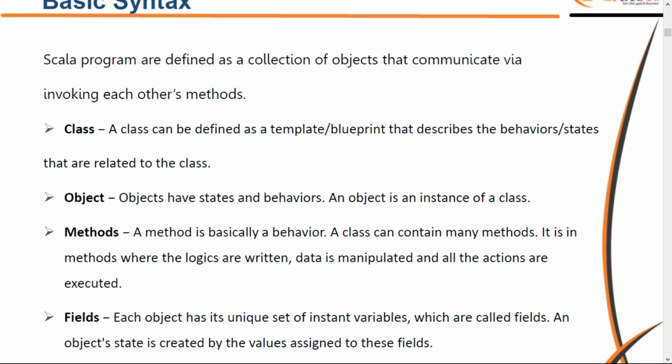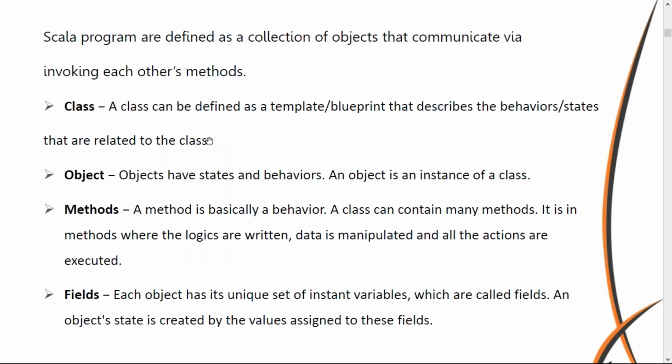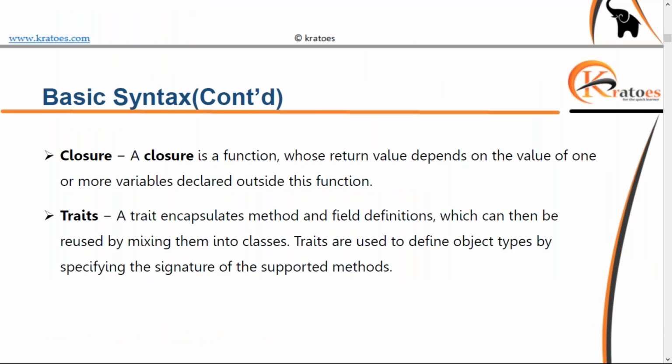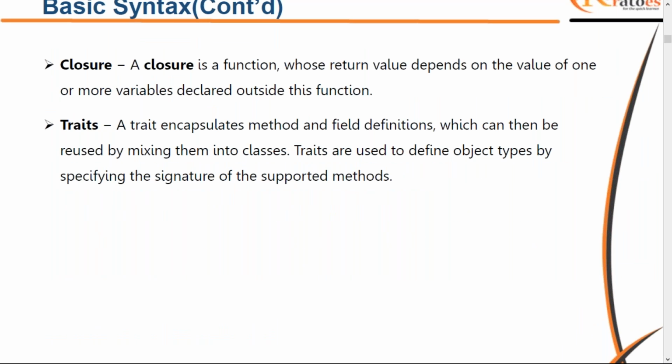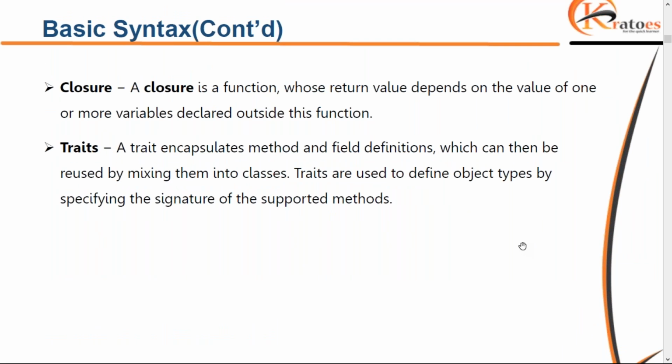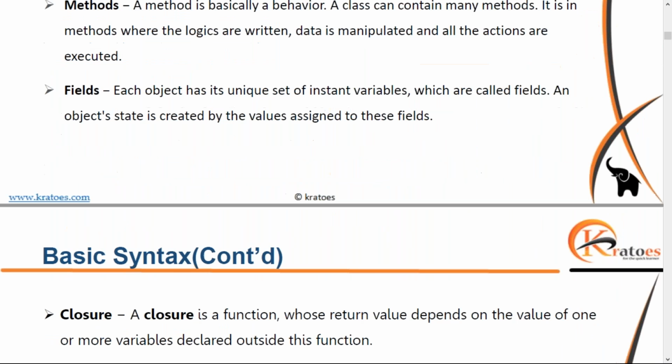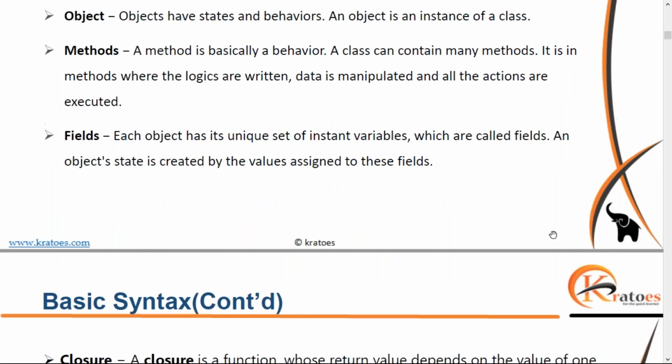You also have fields. Each object has its unique set of instance variables. So what are instance variables? Inside a class and outside your methods, whatever variable you declare, those are your instance variables basically. Or you can also say class variables. An object's state is created by the values assigned to these fields. Basic syntax, closure. So what is closure? A closure is a function. First we'll just go through the definitions and then we'll come to the programming part and cover each of this: class, object, methods, how to declare, and the syntax of all this stuff.